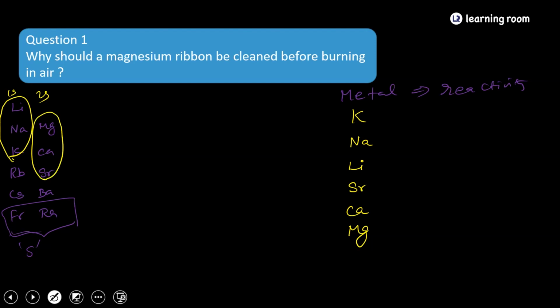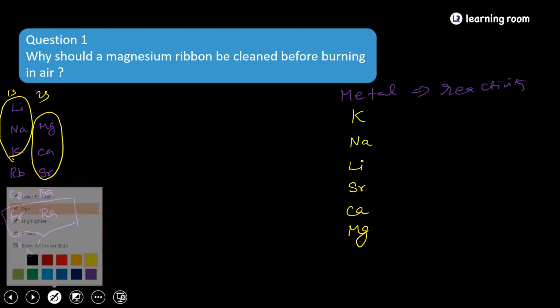From the order, this is the smaller one. When you go from top to bottom, the metal reactivity increases. Metallic nature increases, so the reactivity also increases. According to that, first comes potassium, because among lithium, sodium, potassium, potassium is the most reactive metal, and then sodium, and then lithium. Finally, the 2s block elements, the alkaline earth metals: strontium, calcium, magnesium. Then the other metals.